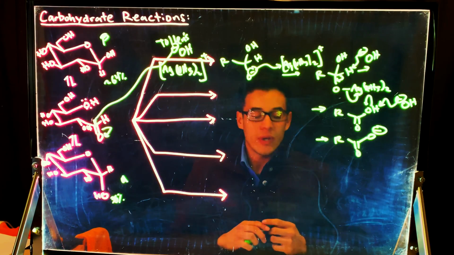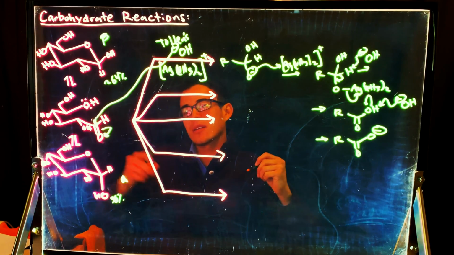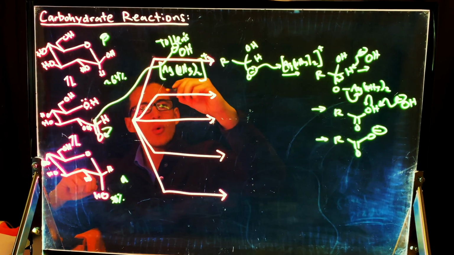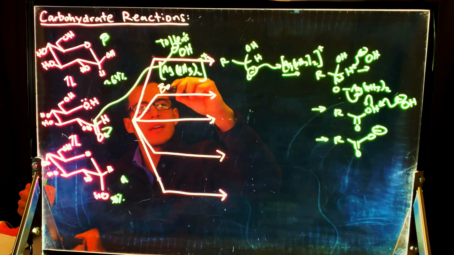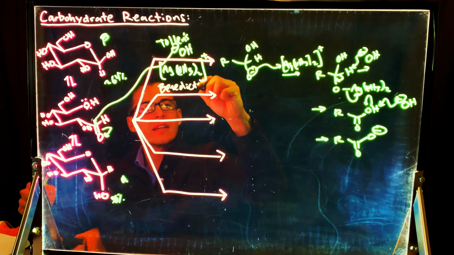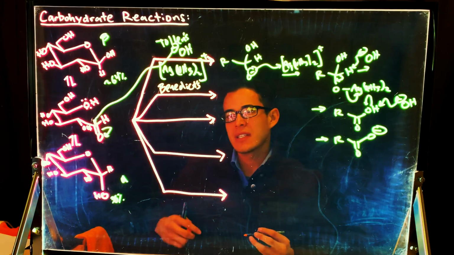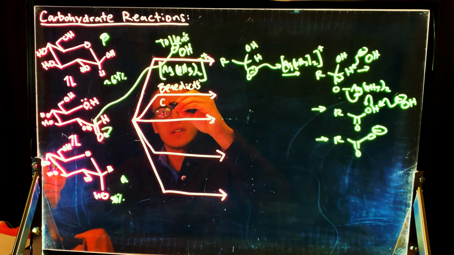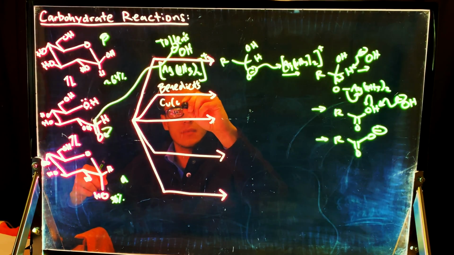Let's go ahead and look at another reagent. What if we reacted something with this open chain? We're going to call this one Benedict's reagent. Benedict's reagent involves copper.